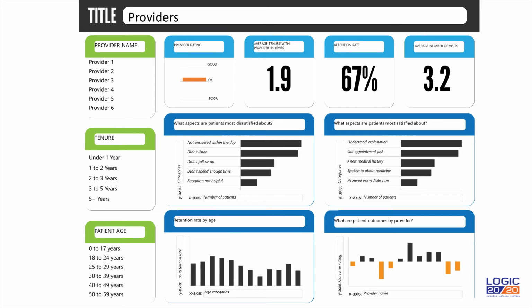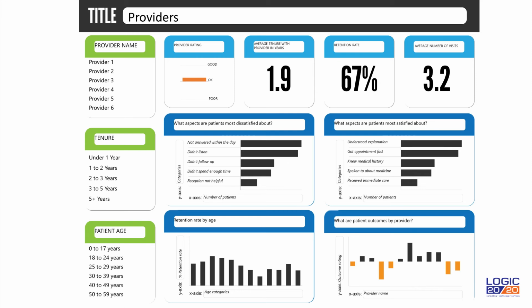Up the top, provider rating. So this one's okay, but it's orange because it needs to be better than that. The average tenure with provider in years, 1.9, retention rate, and average number of visits. So some of the key questions here that we're asking, remember this is the provider focus, right? So the tab is really looking just at what patients are saying about the providers.